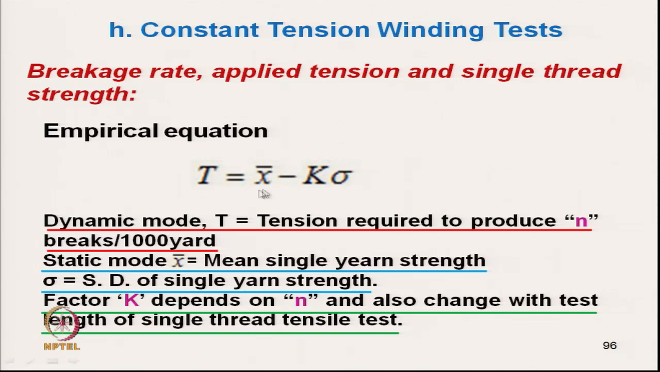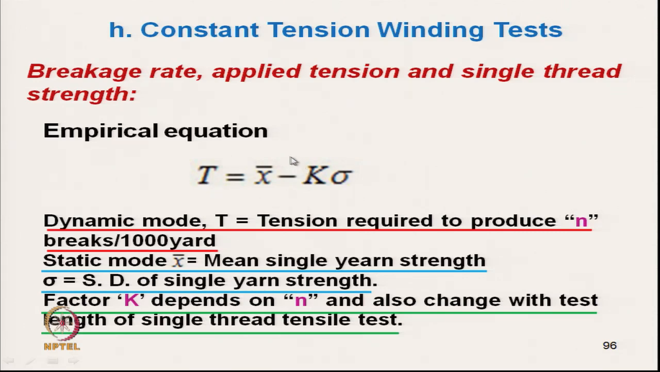This will give us the idea that this value T will reduce. If we change the variability, that is, the standard deviation increases, then the T value will reduce. That means the n number of breaks per 1000 yard will occur at lower tension. That means yarn performance is poor; at lower tension it will break.